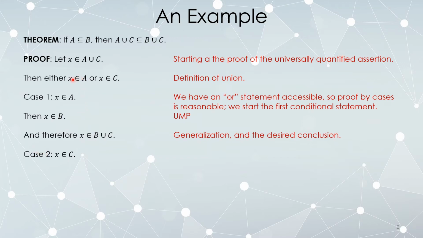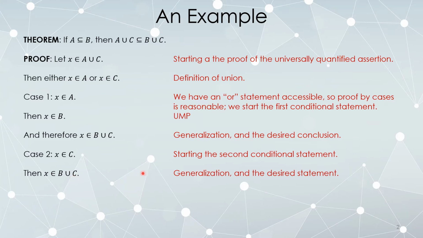Okay, case 2. We've now completed the case where we assume X is an element of A, and derived X is an element of B union C, but we don't actually know that X is an element of A. It was also possible that X is an element of C, so that begins case 2. Well, if X is an element of C, we can directly end up at stating X is an element of B union C. Again, that's just generalization.